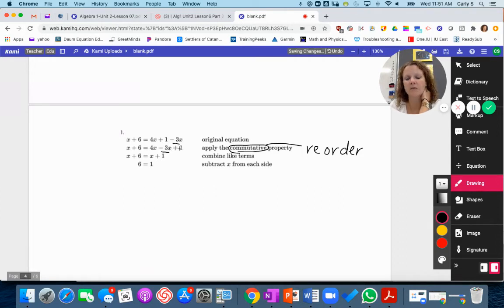We put 4x minus 3x and moved the plus 1. We traded places. And as long as you keep the sign with the right term, perfect move. Then we combine like terms. So I have 4x minus 3x equals 1x. Cool. And then we subtracted x from both sides. So all of Noah's moves were perfectly acceptable.